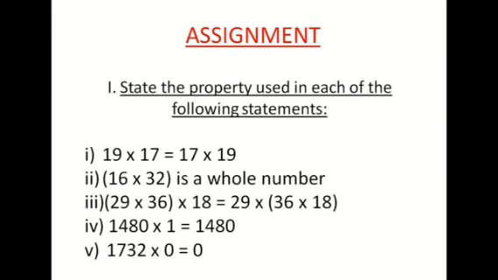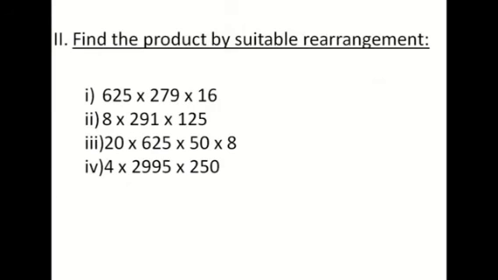Look at the assignment. First, state the property used in each of the following statements. You will observe and find out and then write the name of the property. Second, find the product by suitable rearrangement. There are 4 sums. I know you all can do them. So please try these sums.